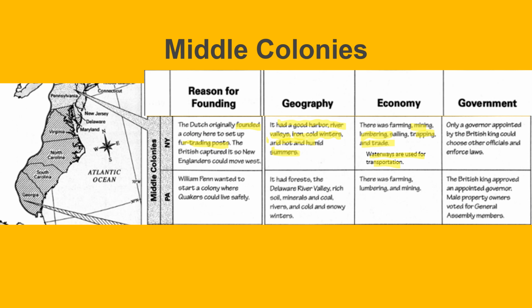The government, only a governor appointed by the British king could choose other officials. There was no voting system, not by any means. Only the governor could choose the leaders of the settlements in the region.